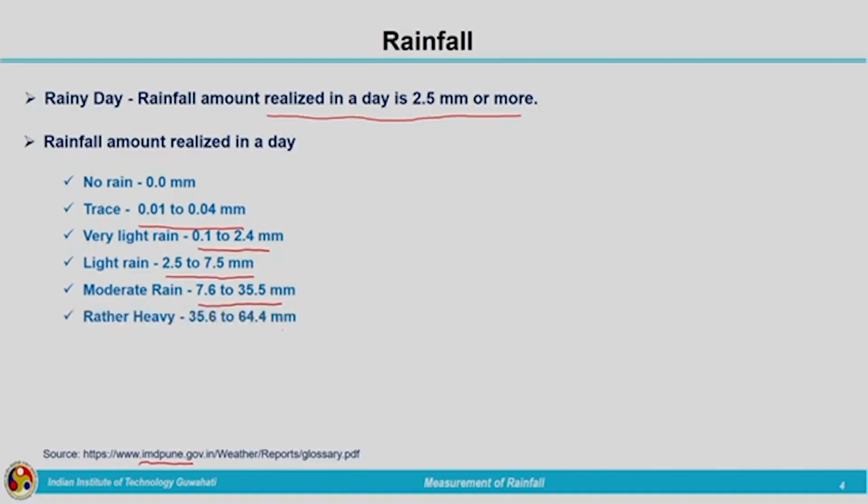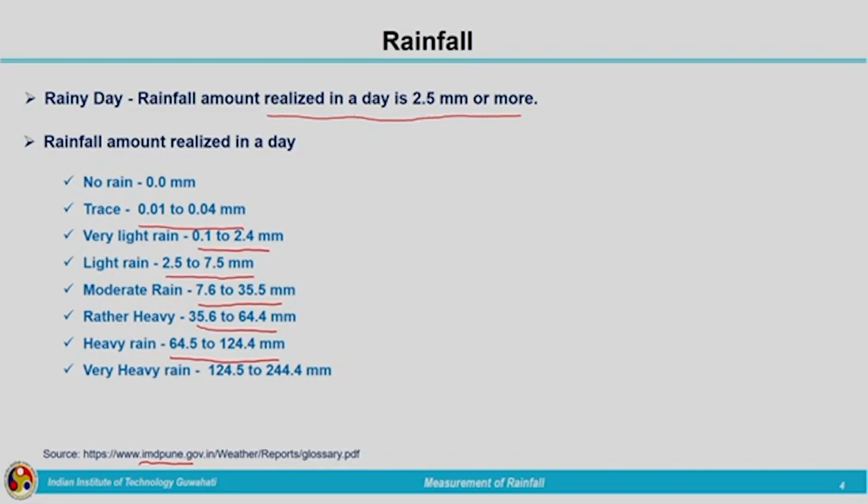Next is rather heavy rain, that is 35.6 to 64.4 millimeters. So, we are moving from no rain to heavy rain. Rather heavy rain has a range between 35.6 to 64.4 millimeters. Now comes heavy rain. It is a high value, that is 64.5 to 124.4 millimeters.